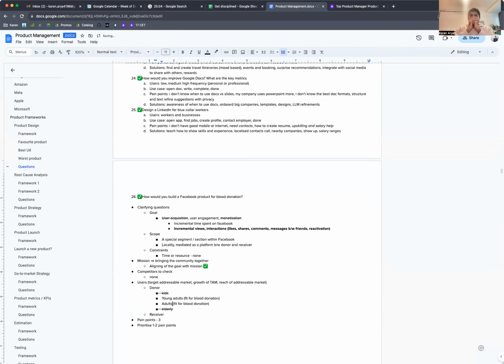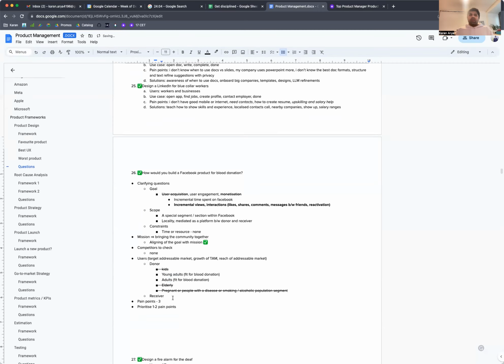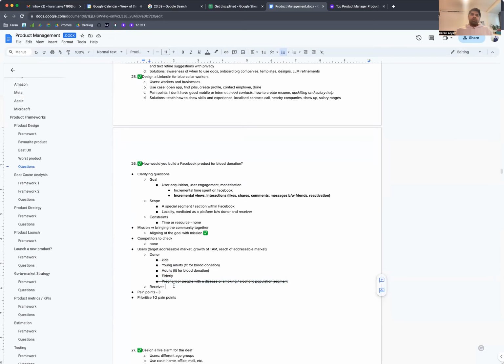Okay, so there would be obviously some exceptions, such as pregnant people, or people with some disease, or maybe some smoking or alcoholic population segment that we cannot really consider here when it comes to blood donation.